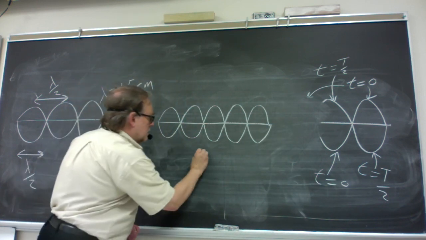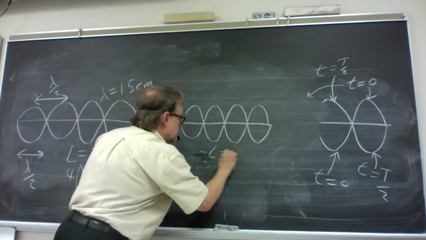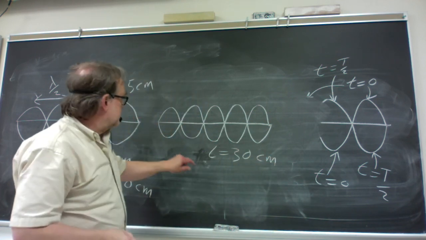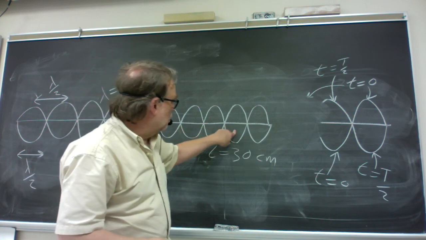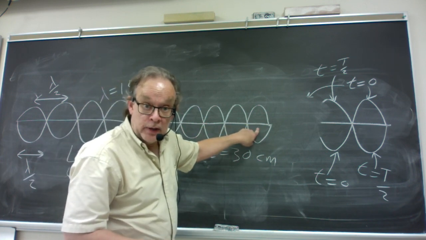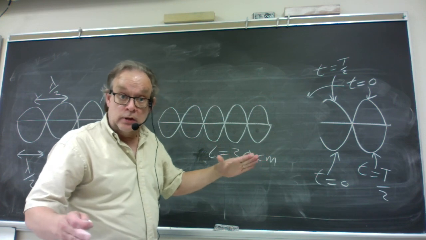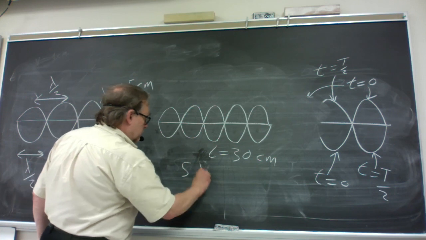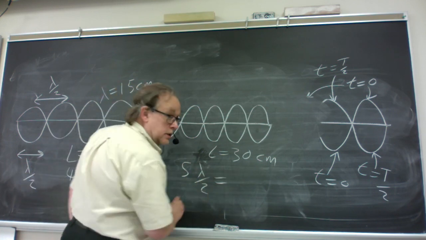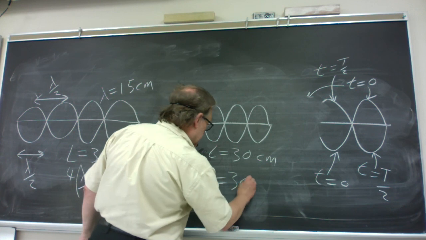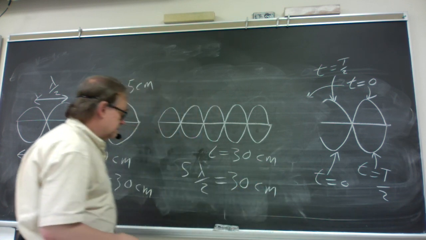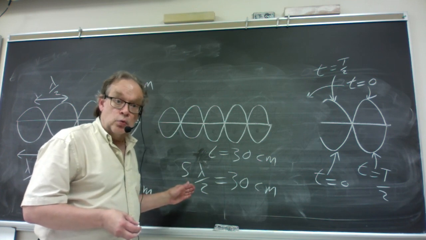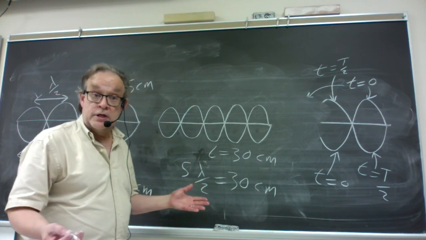Let's say same string, so a length of 30 centimeters, but in this case 1, 2, 3, 4, 5 half wavelengths fit in the entire string length. Node to node is half a wavelength, so 5 half wavelengths fit in the entire string length of 30 centimeters. So do the algebra, and in this case, you find that the wavelength is 12 centimeters.